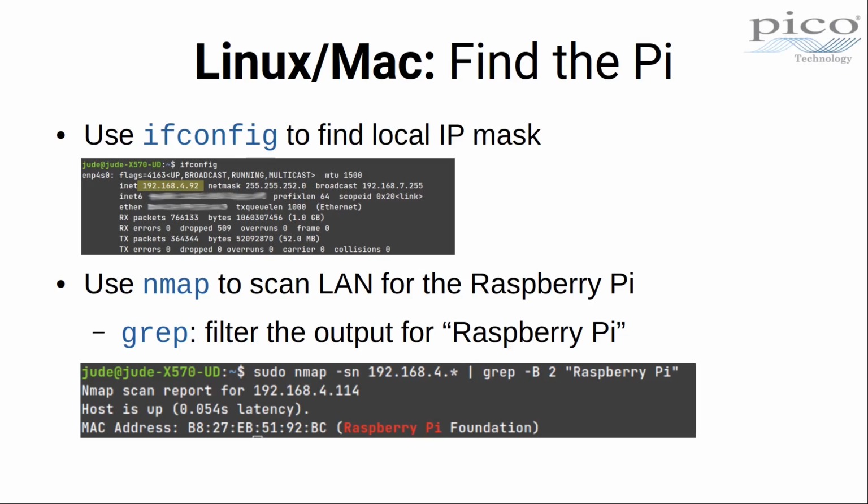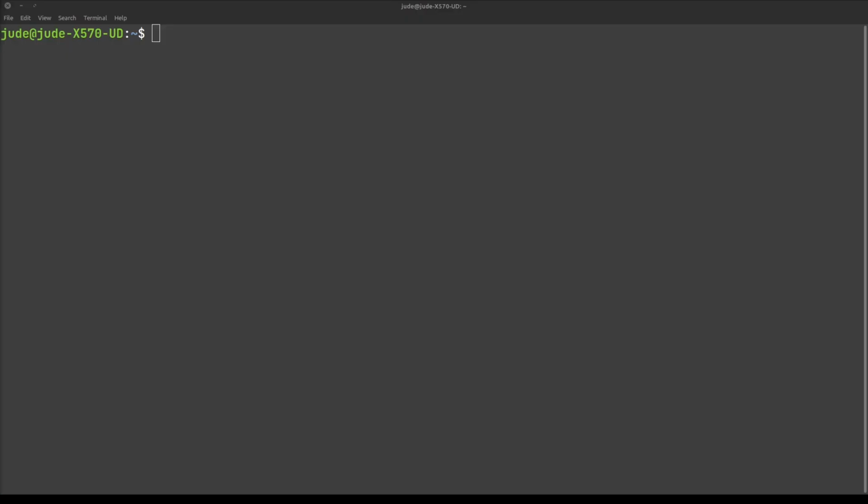This is because without sudo, Nmap cannot access the MAC addresses of devices, which means it cannot determine what type of device is at the IP address. So let's run through how to do this quickly.